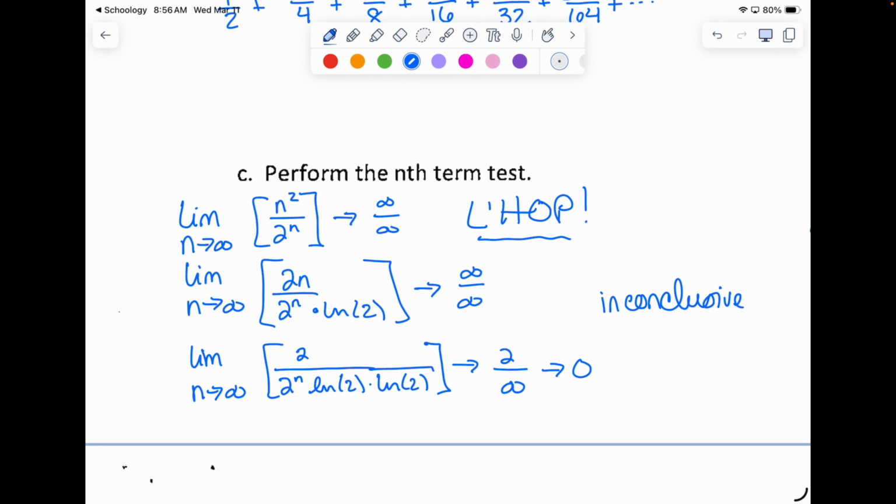Way back in first semester, we learned L'Hopital's rule that said if you have an indeterminate form, you can take the derivative of the numerator and the derivative of the denominator. You can take the derivative of the numerator, the derivative of the denominator, and then try again. So that's what I did.